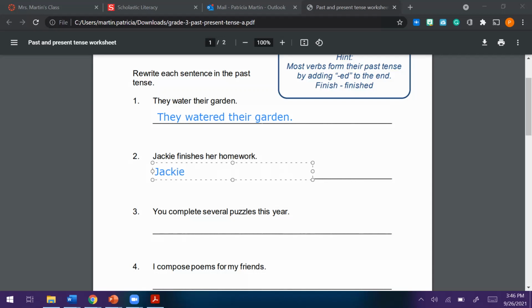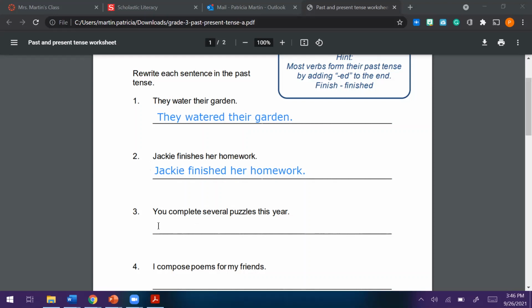Jackie finishes her homework. Well, what is Jackie doing in this sentence? She's finishing her homework. So finishes would be the verb. How would we turn that into the past? Well, wait a second. In the hint, it says finish, which is present, would be finished, which would be past, which also matches the usually end in ed. So Jackie finished her homework. This isn't so bad. This isn't so difficult. All right.